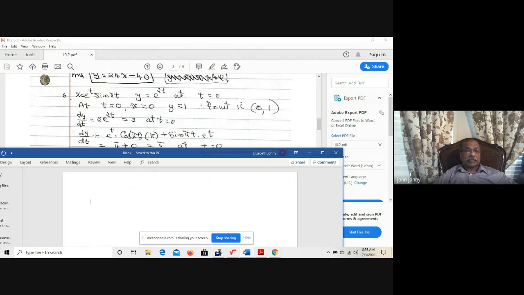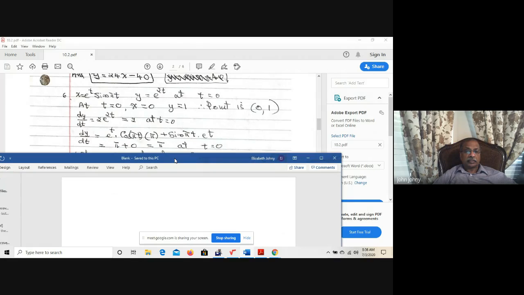dx/dt is equal to e^t times cos(πt) times π. That is the chain rule. Plus sin(πt) times e^t. So you applied the product rule. Replace t by 0. cos 0 is 1. e^0 is 1. So the first part is π. Second part is 0. And so the answer is π, because sin 0 is 0.